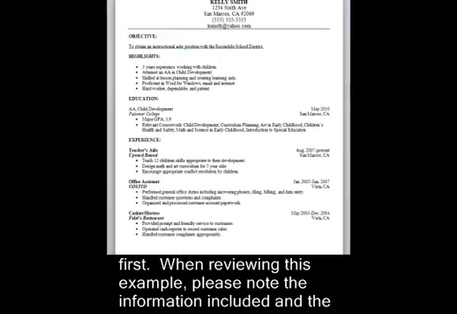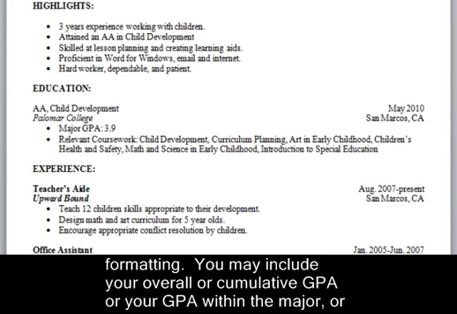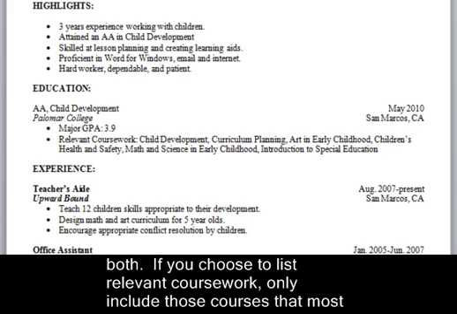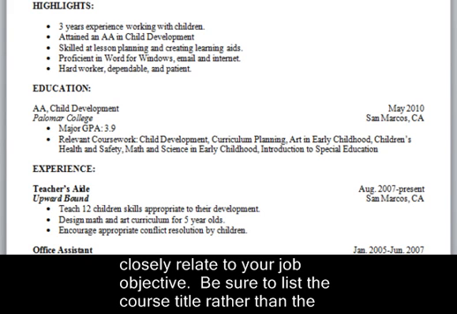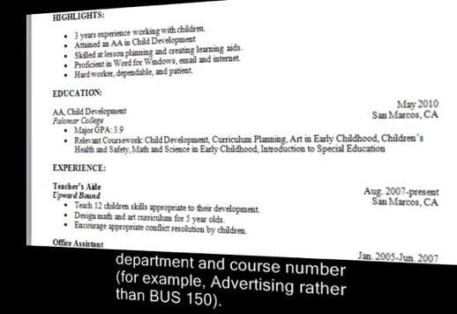When reviewing this example, please note the information included and the formatting. You may include your overall or cumulative GPA or your GPA within the major, or both. If you choose to list relevant coursework, only include those courses that most closely relate to your job objective. Be sure to list the course title rather than the department and course number. For example, advertising rather than BUS 150.